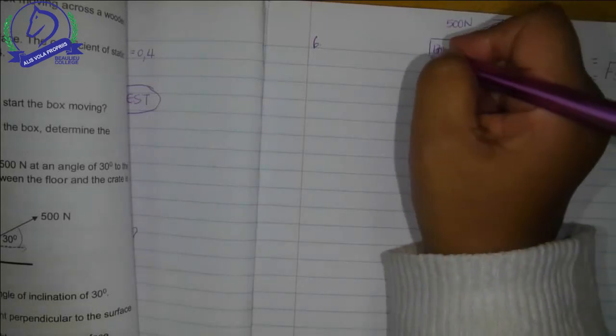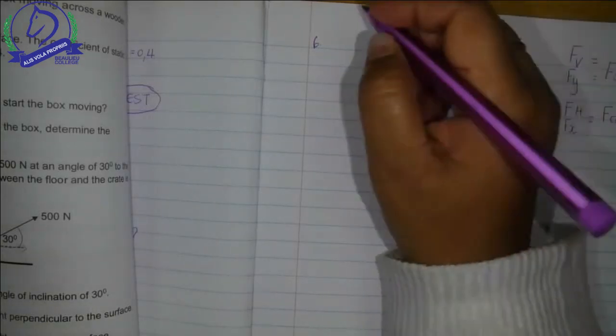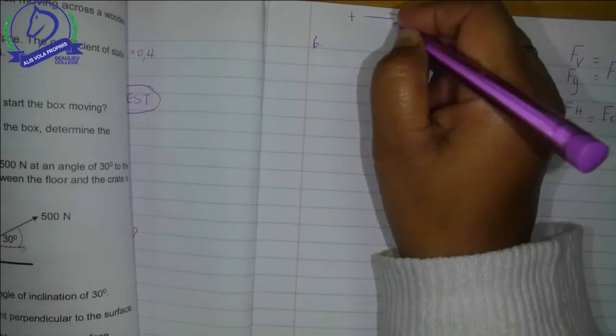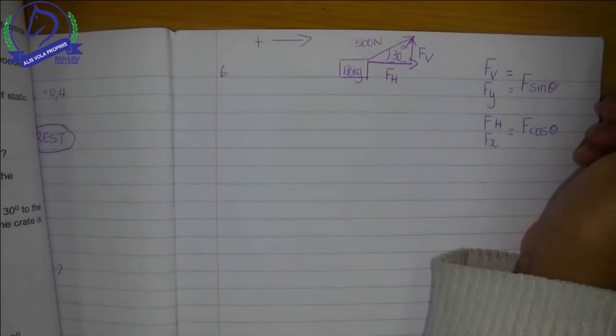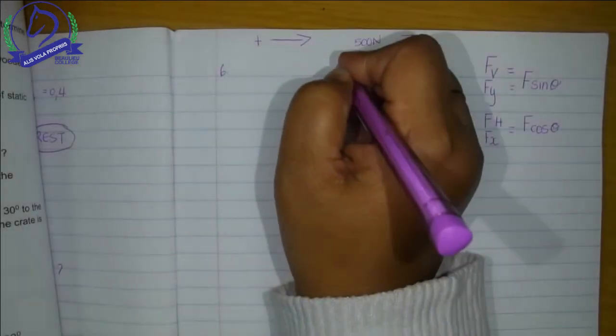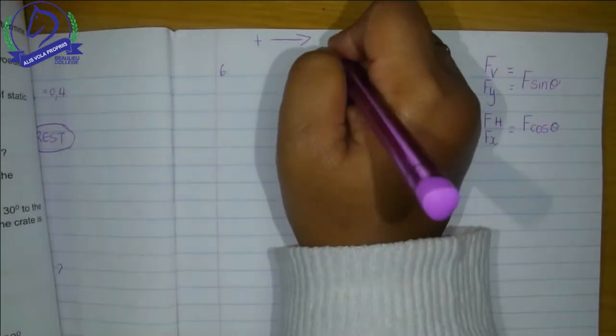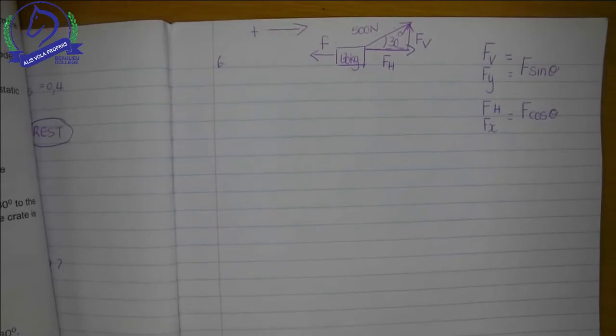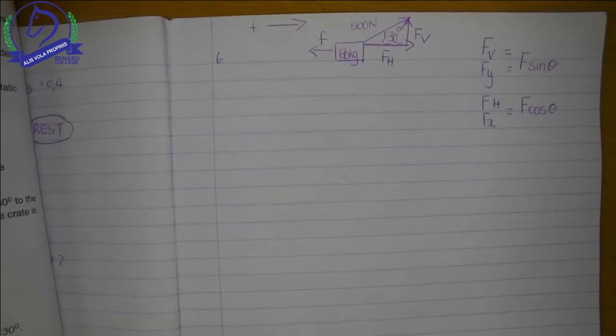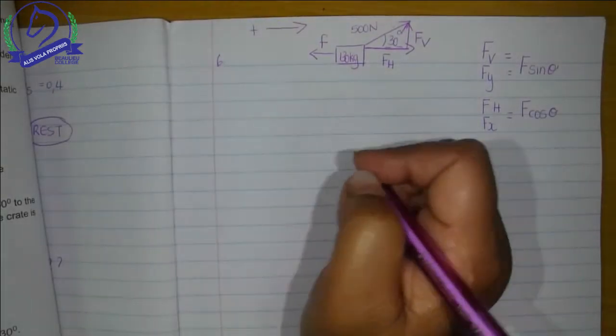Okay, the other thing I forgot to add on here, I'm assuming that this object is going to move to the right, and therefore I'm going to have a frictional force because they gave me the coefficient of friction, so I do know that there is going to be a frictional force acting in that direction. Okay, and then the question asks, will the crate start to move? So when will this crate move?